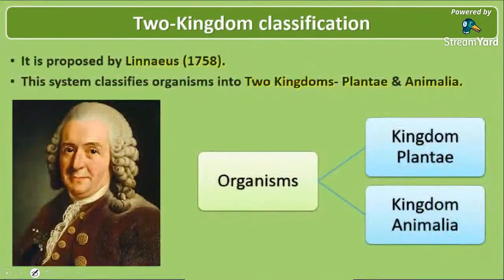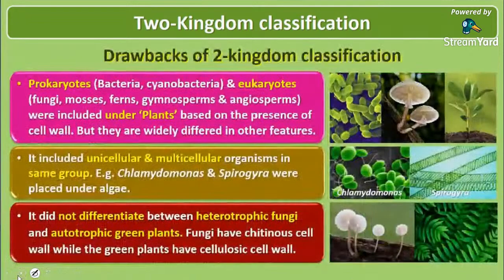So, the two kingdom system of classification that was proposed by Linnaeus comprises two kingdoms, that is Plantae and Animalia. Kingdom Plantae and Kingdom Animalia. That is what the two kingdom system of classification is about. Is it clear? Then we are moving on to the next, that is the drawbacks of this two kingdom system of classification.